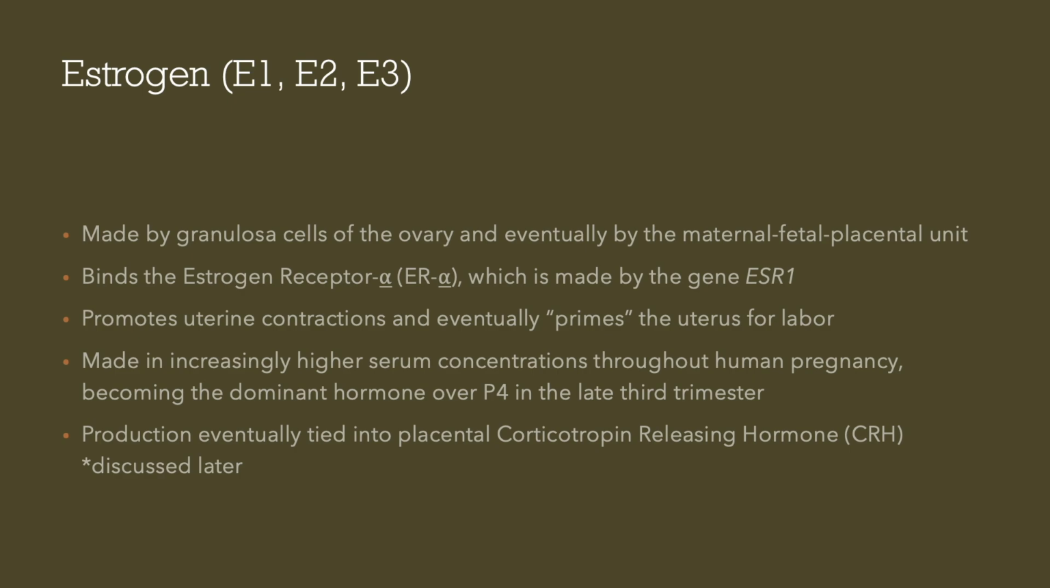And estrogen is made in increasingly higher serum concentrations throughout human pregnancy, becoming the dominant hormone over progesterone in the late third trimester. Estrogen production is eventually tied into placental corticotropin-releasing hormone, which we're going to discuss later in this video.